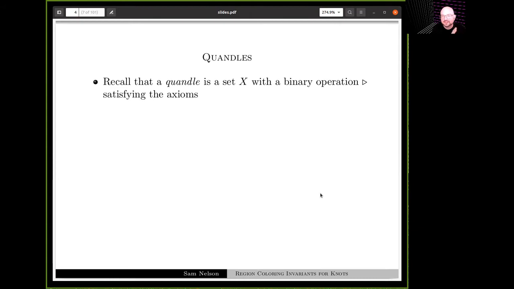A quandle is a set X with a binary operation that we write as triangle that satisfies the following three axioms. First, for all elements of X, we have X triangle X equals X. That is, every element X acts trivially on itself. This condition is sometimes called idempotence. So we can say every quandle element is idempotent.